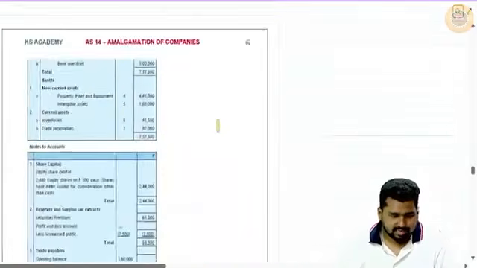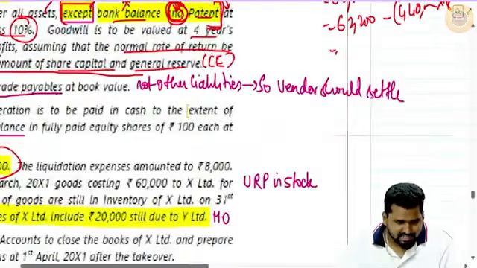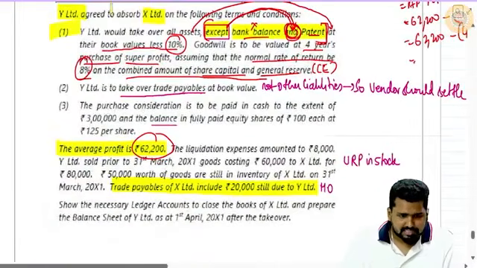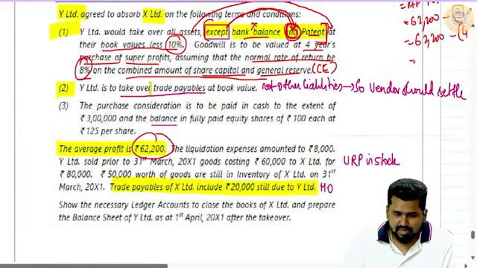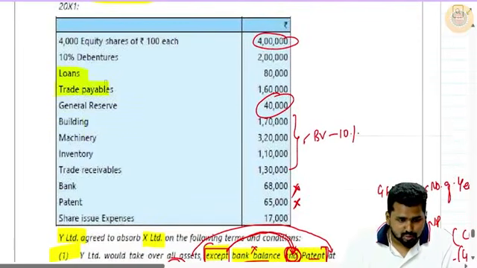Then what else they are telling? One more person is their hero, he is the real hero. Okay, so the first adjustment is done. Y Limited takes over trade payables at book value. Therefore, indirectly they are telling us how many liabilities there are? 1, 2, 3.